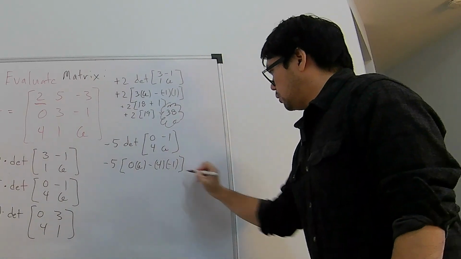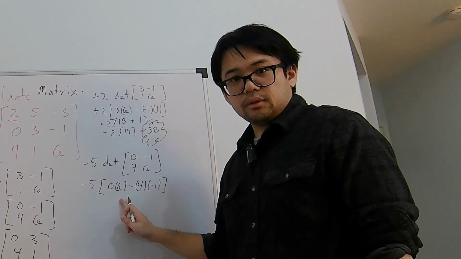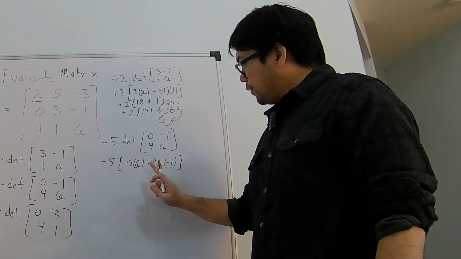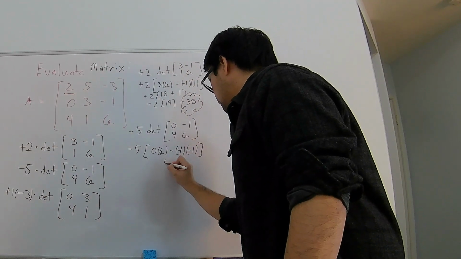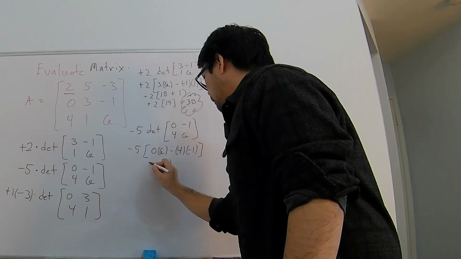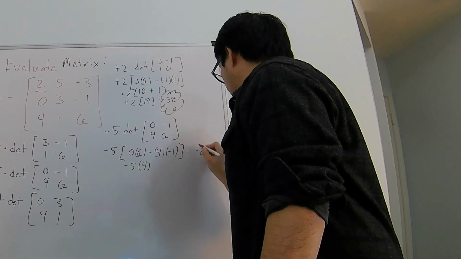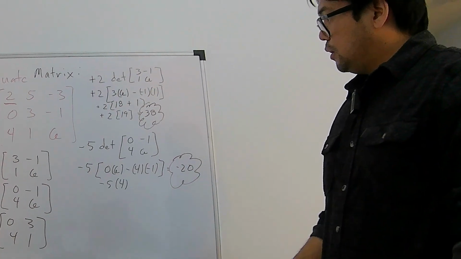Okay. So what do we get here? Well, 0 times 6 is just 0. 4 times negative 1 is negative 4, but we have a negative out here, so that's a positive 4. So we have a positive 4 right here. And then a negative 5, so that will become a negative 20. All right, that's simple. That's another one.